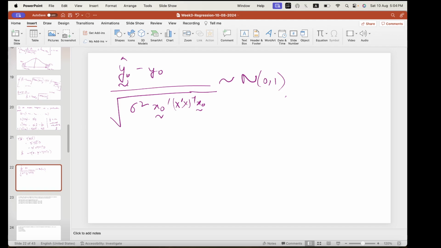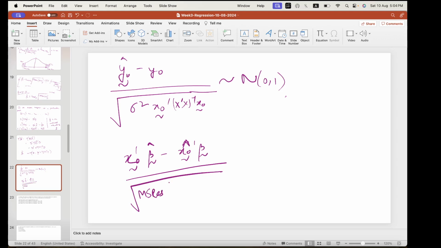Okay, and this would be x naught transpose beta hat minus x naught transpose beta, divided by root over, if we replace sigma square by MS residual, x naught prime (X prime X inverse) x naught, then this would follow a t n minus k distribution.